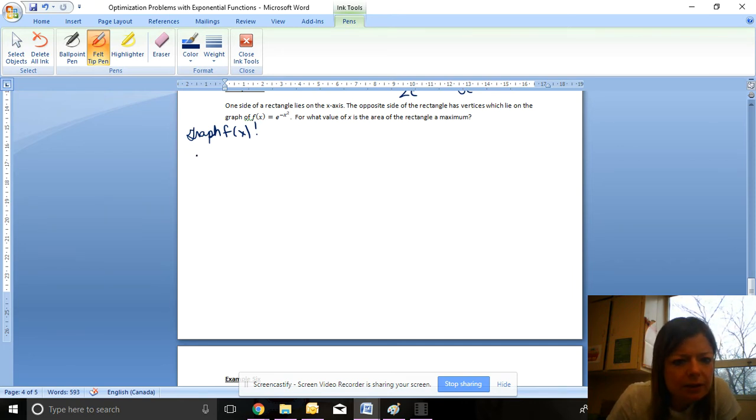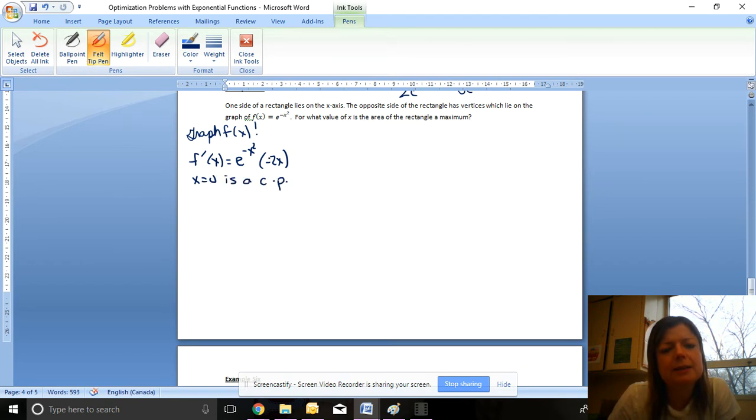So let's take the derivative of this. So the derivative is, itself times the derivative of the exponent. Okay, so we can see that x equals 0 is a critical point, okay? Because if we sub 0 in for x, we get a derivative of 0. I guess I should say since f prime at 0 equals 0. Okay, so let's determine the nature of that critical point.